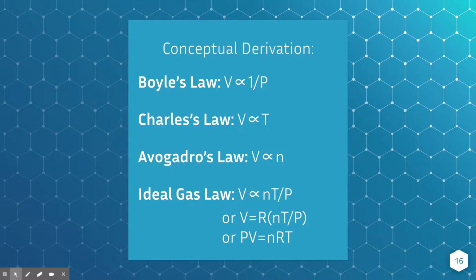So in this conceptual derivation, I want to simply show that knowing the relationship as shown by Boyle's law, that V is inversely proportional to pressure, Charles' law, which says that volume is directly proportional to temperature, and Avogadro's law, which says that volume is directly proportional to the number of moles in the system, you can actually derive the ideal gas law. Because V is the common variable in all three laws, you can combine the 1 over P, T, and n to reach V is directly proportional to nT over P.